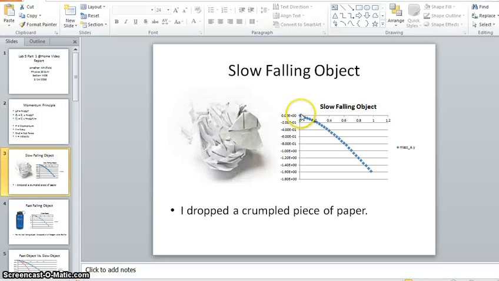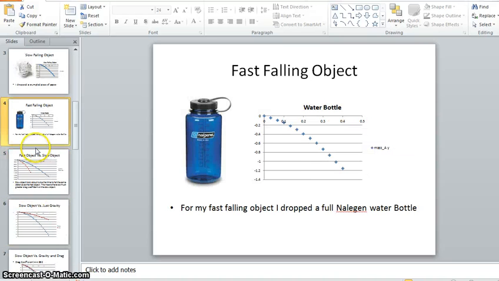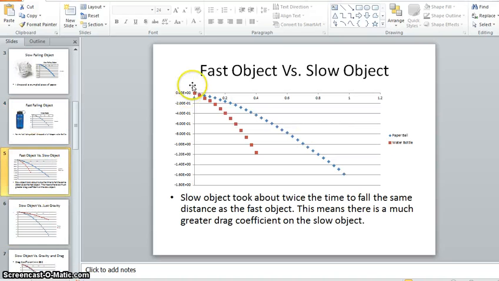Here is the graph of the slow falling object. Here's the fast falling object. Here's comparing them both. Something interesting I saw was it took just about twice as long for the crumpled piece of paper to fall the same distance as the water bottle.